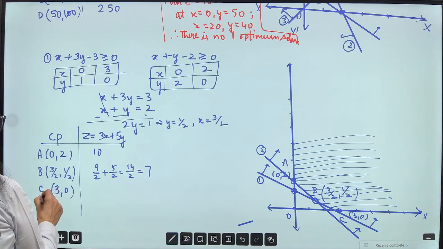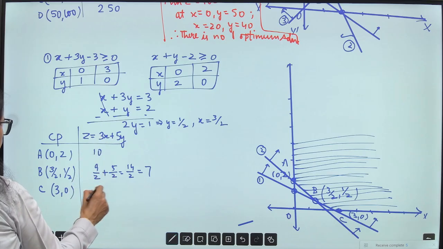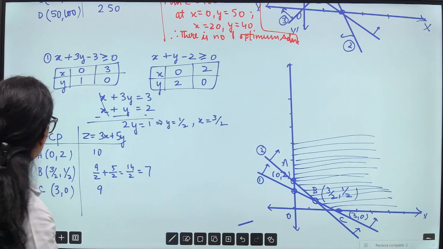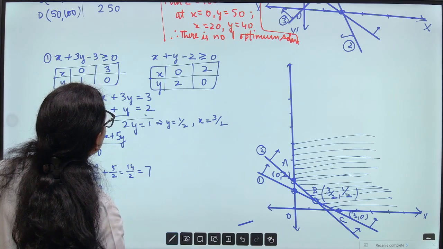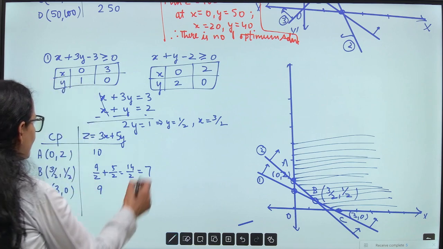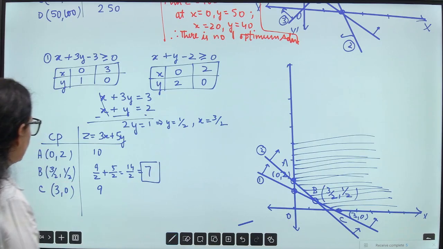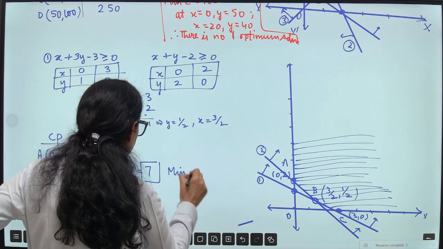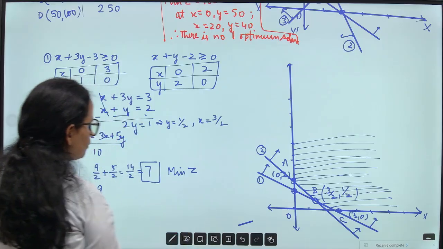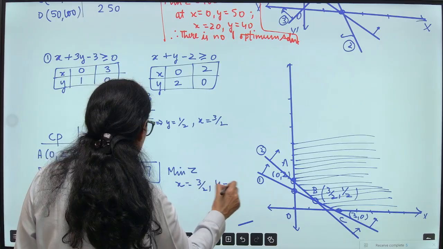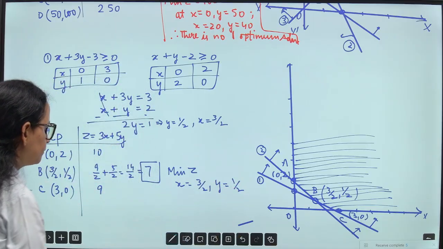Okay. Now what is the value of the objective function at 3, 0? 9 and then 0. So it is 9. Right? So these are the values you got. Now the question was to minimize the objective function, and we have the minimum value at B, that is 7. So the minimum value of this function is 7 and the point at which it is minimized is x is 3 by 2 and y is 1 by 2, right?